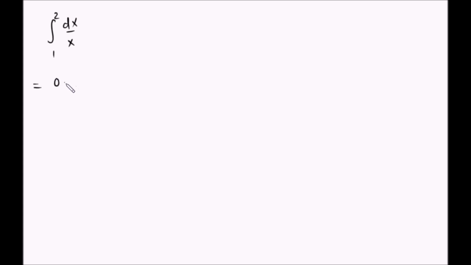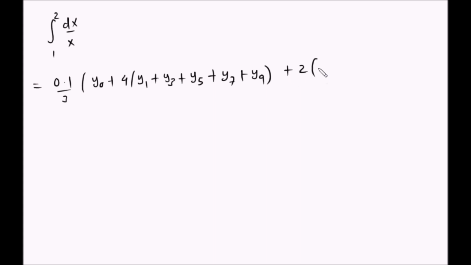So it will be h, which we said is 0.1 over 3, and then y0 plus 4 times the odd ones. Now we have y1, y3, y5, y7 and y9. Remember the last one is y10. And then the even ones, we have y2, y4, y6 and y8. And then the very last one is y10. So this is the formula we are going to use here. So this will be 0.1 over 3.